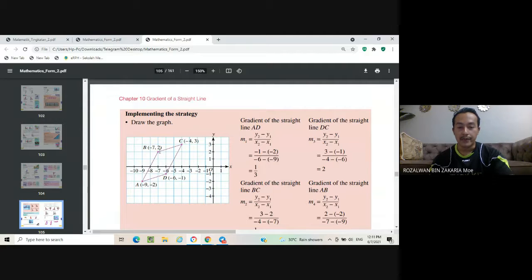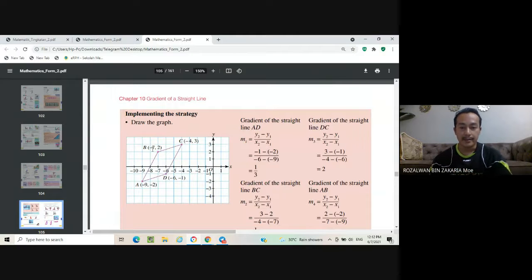Then the coordinate for C is minus 4, comma 3. So the value for X is minus 4, the value for Y is 3. So here. And the point D coordinates are minus 6, comma minus 1. So the value of X is minus 6, the value for Y is minus 1. After you plot all the points, you just connect the points that you already plotted. You will get this shape.